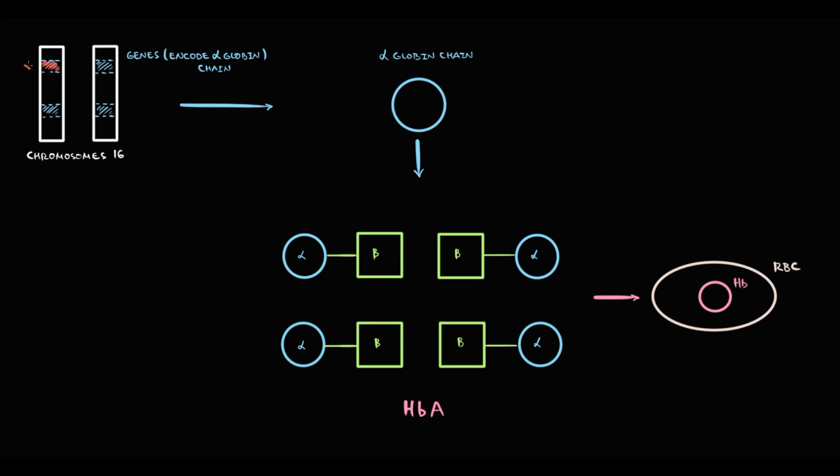With deletion of 3 genes, the production of alpha-globin chains becomes very low.